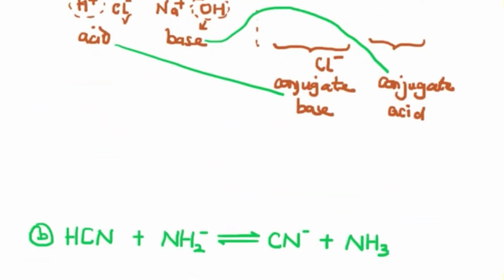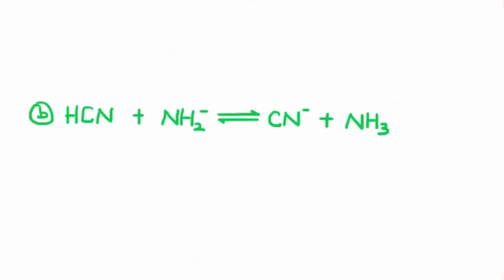First, I'll give you guys a few minutes to work on it independently, and then we're going to dive into the solution. One, two, three, let's go. So looking at this here, we have hydrogen cyanide, and hydrogen cyanide is going to be reacting with an amide, which has a negative charge, and the product formed is cyanide with a negative charge plus ammonia.